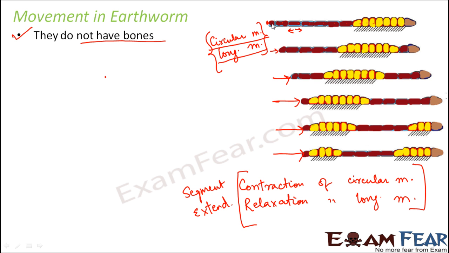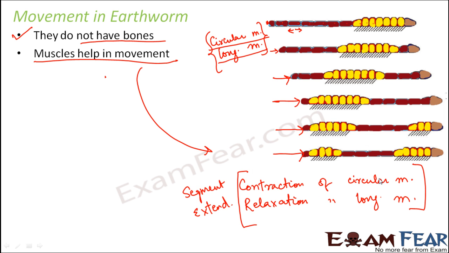So if possible, try to observe this movement of the earthworm. That will make you feel more excited, because what you are learning, you will actually see there. So muscles help the earthworm in movement. Now how muscles help, I think that's clear now. These two types of muscles, with their collaborative effort, help the earthworm to move.